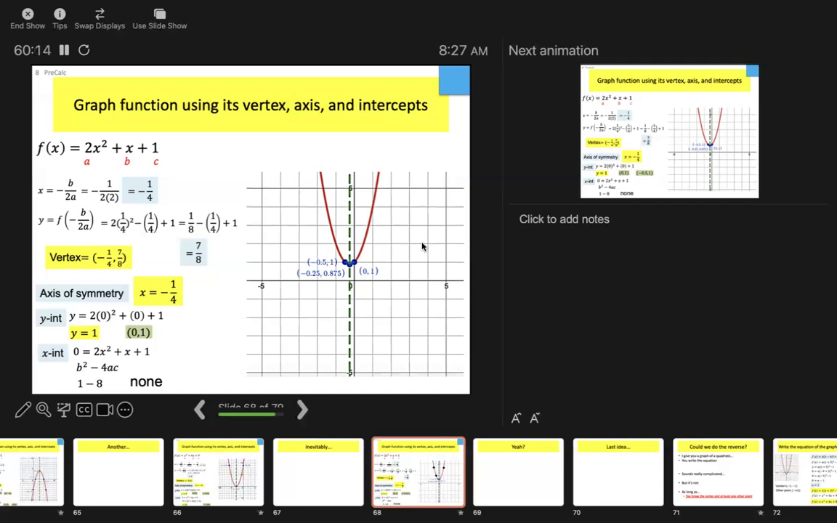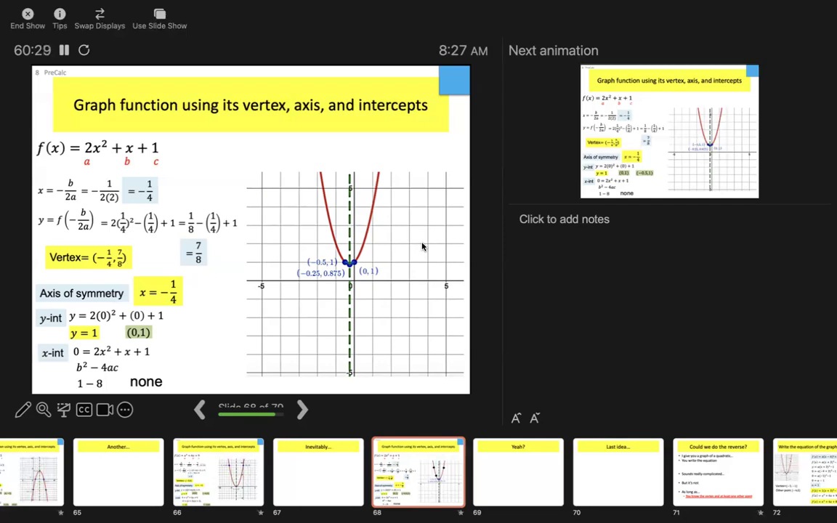The x value is negative a quarter. I just need a point to the left and to the right. Pick easier points. 1 and -1 would have been better choices, right?